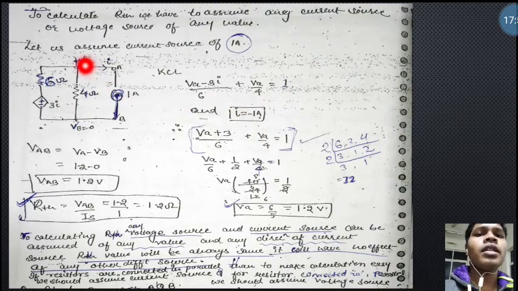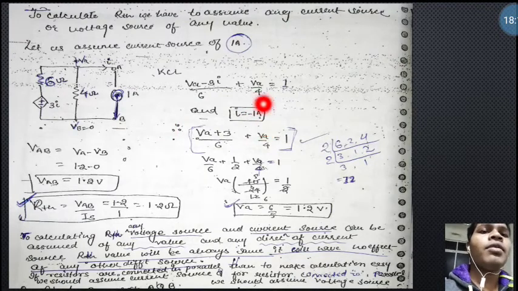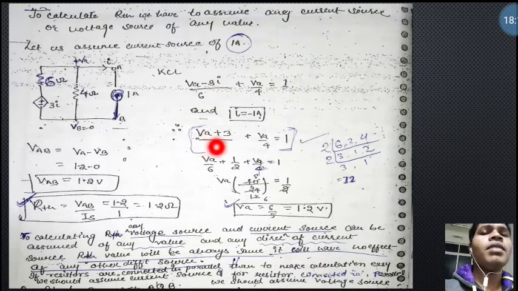How? Because this current is flowing like this and our current will be flowing like this. Our current flows in the anti-clockwise direction, and the initial current flows in the clockwise direction. So I is equal to minus 1 ampere. Taking I equal to minus 1 ampere in this equation, 3 into minus I gives plus 3, so VA divided by 6 plus 3 divided by 6 plus VA divided by 4 is equal to 1. That is VA divided by 6 plus 1 divided by 2, plus VA divided by 4 is equal to 1.